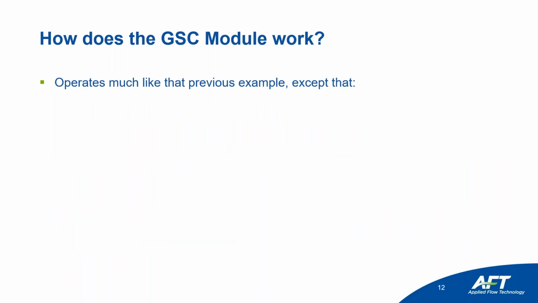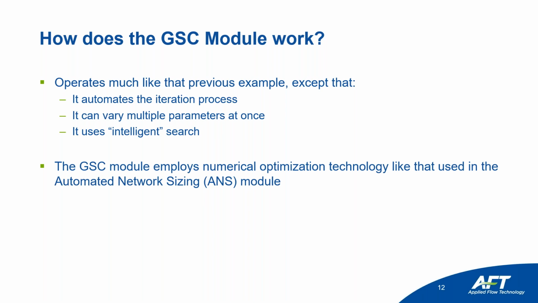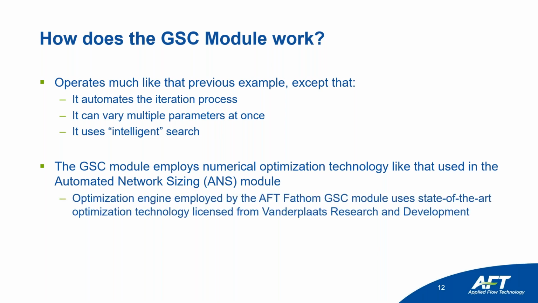All right, so it operates much like the previous example, except that it automates the process, right? You can vary multiple parameters at once, and that's a very powerful thing about GSC. I can sit here as a user and just plug in different numbers and try to get my output right, but when I have to vary multiple parameters, it becomes very difficult. And it uses intelligent search, again, not just randomized plugging in of values. The GSC module employs numerical optimization technology like that used in the Automated Network Sizing (ANS) module. It's the same optimization engine employed by AFT Fathom GSC, and it uses state-of-the-art optimization technology from Vanderplaats Research and Development. So we leverage this optimization engine from Vanderplaats, and we use it in GSC and ANS.